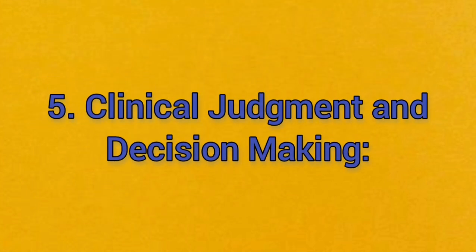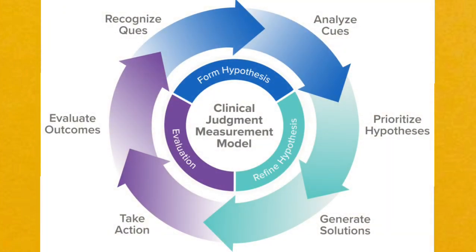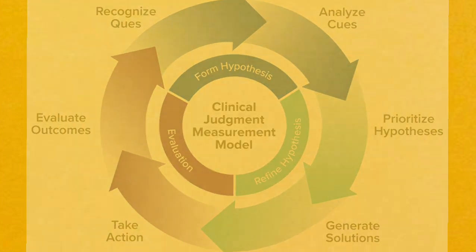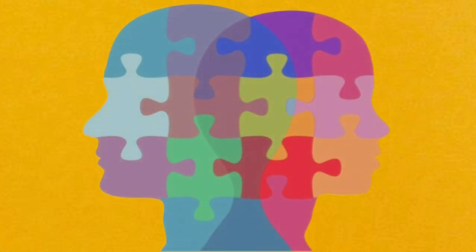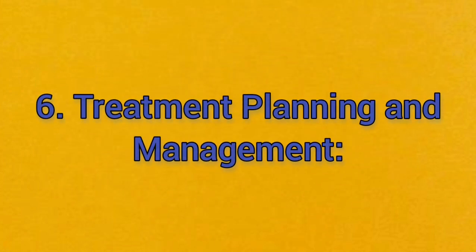5. Clinical judgment and decision-making. GPs integrate clinical data, diagnostic test results, and their own judgment to arrive at a final diagnosis. They weigh the probability of different diagnoses, considering the likelihood of various disease processes in the context of the patient's presentation and risk factors. Clinical judgment involves balancing diagnostic certainty, patient safety, and the potential benefits and risks of treatment options.